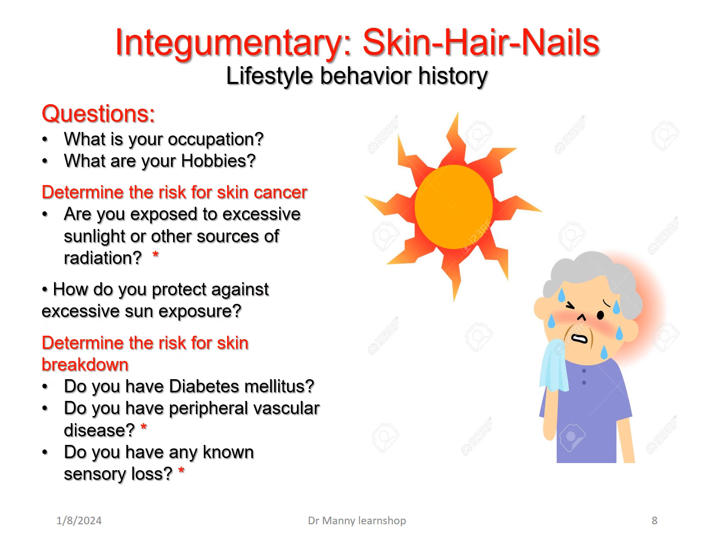Lifestyle behaviour is also important. So questions could be, what's your occupation? What are your hobbies? Because again, there could be a risk associated with things like skin cancer. And questions could include, are you exposed to excessive sunlight or other sources of radiation? How do you protect yourself against excessive sun exposure or these radiation issues?